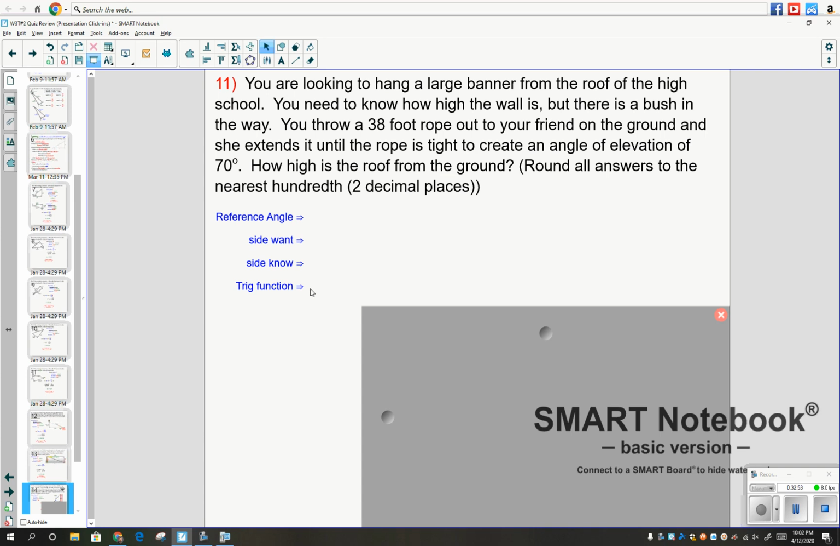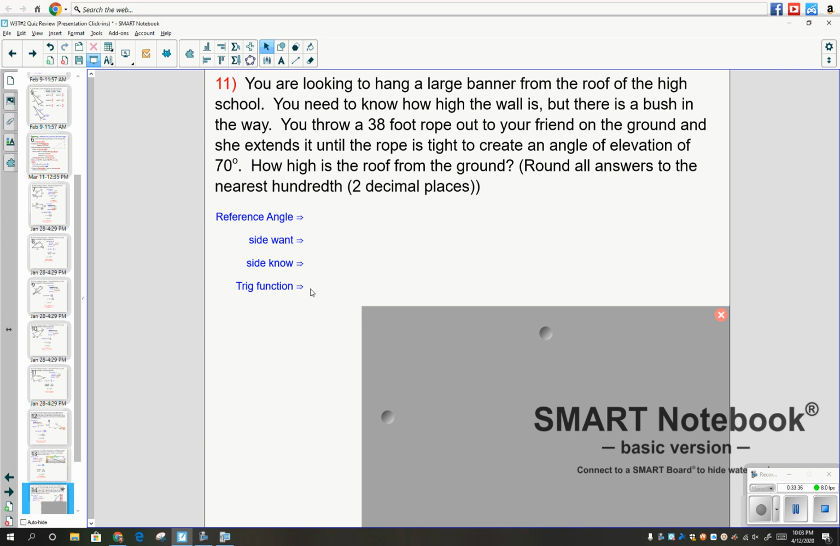Example number 11. You're looking to hang a large banner from the roof of the high school. You need to know how high the wall is, but there's a bush in the way. You throw a 38-foot rope out to your friend, because you can't go straight down. We could drop a rope and measure it straight down, but it doesn't work for us. So we throw a rope out to our friend who's standing away from the school. She extends it out until the rope is tight, and then measures and creates an angle of elevation of 70 degrees. I want to know how high the roof is from the ground.